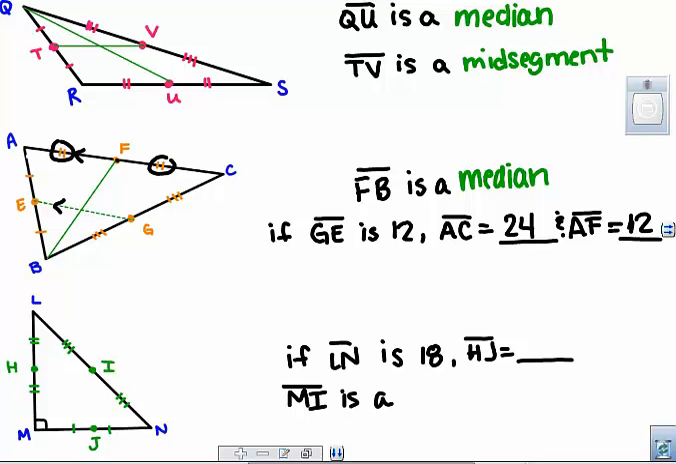Alright, in this bottom one, this right triangle, it says that LN is 18. So this entire length is 18. How long would HJ be? Well, it should be half because it is a mid-segment and that is the side that it is parallel to. So you'd say 9. MI, if we connect M to I, that is a vertex to a midpoint. That would be a median.